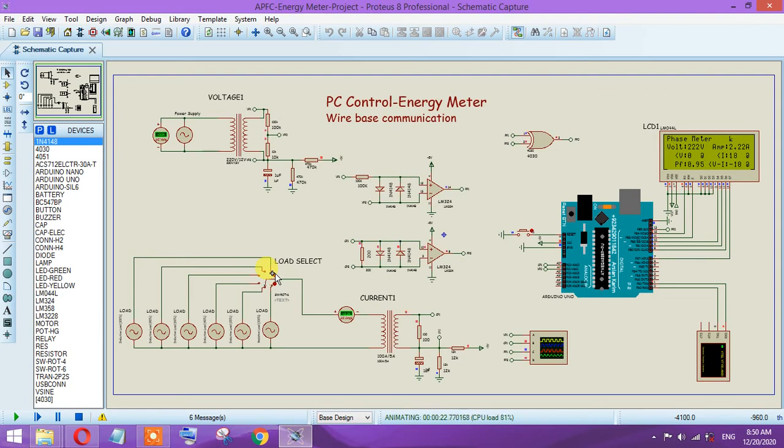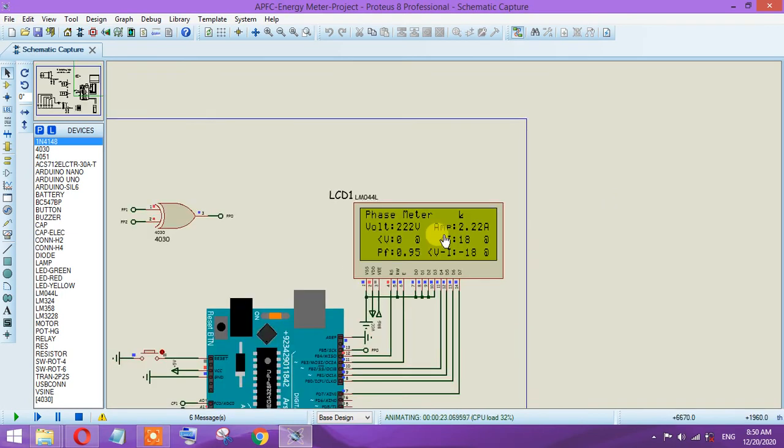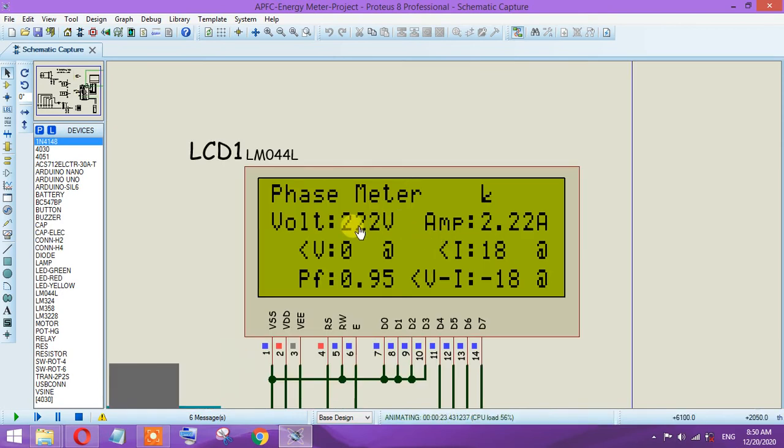Okay, as I change it to position 1, you can see that the voltage values remain the same, and the current values also remain the same. The voltage's angle is 0 degrees, but in case of current it is 18 degrees. This one is its power factor. You can also calculate, cos 18 is 0.95. So the phase difference between voltage and current will be minus 18 degrees, and you can also see it in the polar shape as well.